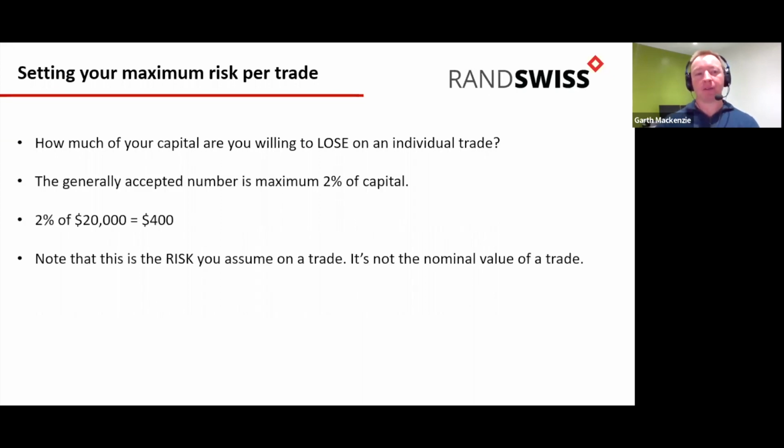Right. And there's the answer. This is the generally accepted answer, is that you should not lose more than 2% of your capital on an individual trade. And that's a maximum, right? It doesn't mean you have to always lose 2% when you're wrong. It can be less. It can be 1%.